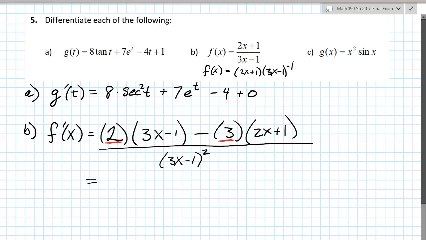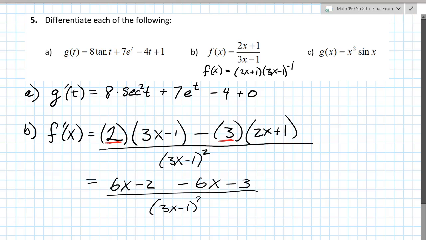Now let's combine like terms. Up top, we've got 6x minus 2, and now we're going to distribute a negative 3. Negative 6x minus 3. I'm going to leave the bottom factored. And now a positive 6x and a negative 6x. Those like terms combined cancel each other out. And then combining those constants, we have a negative 5 divided by 3x minus 1 squared.